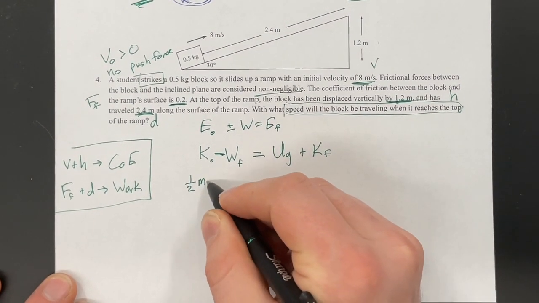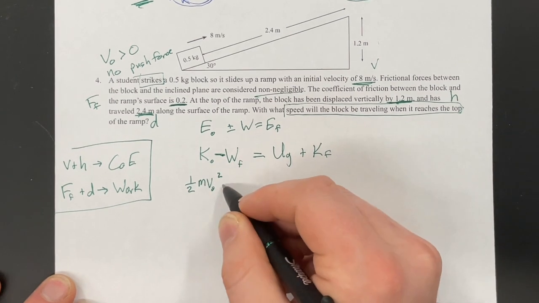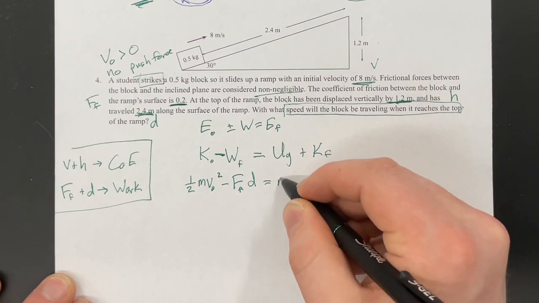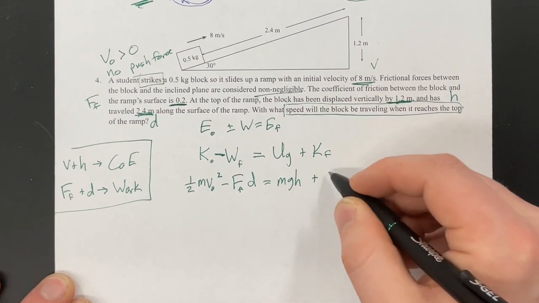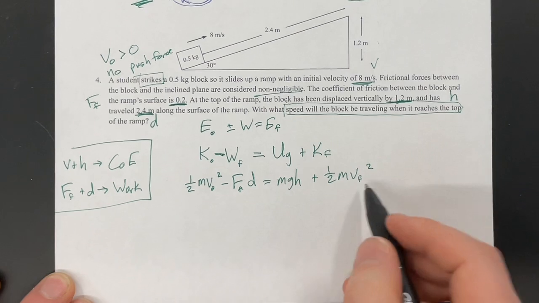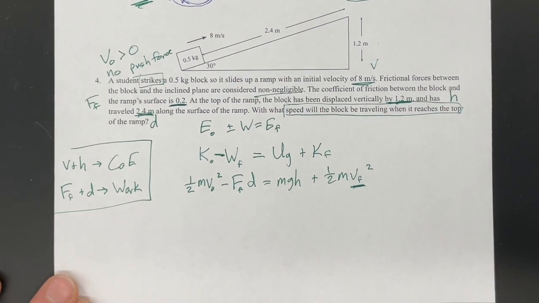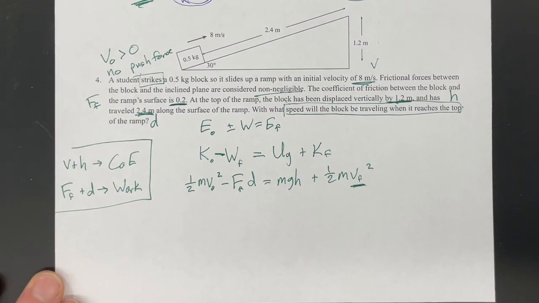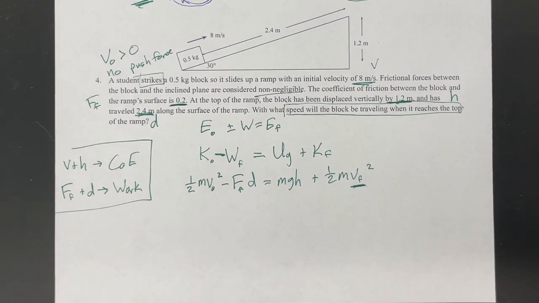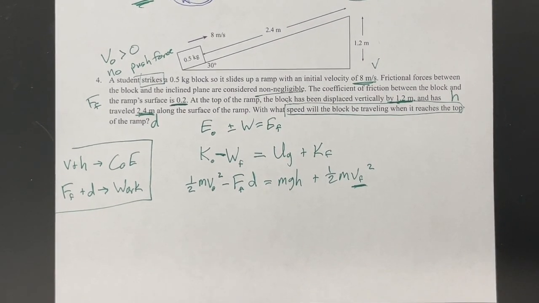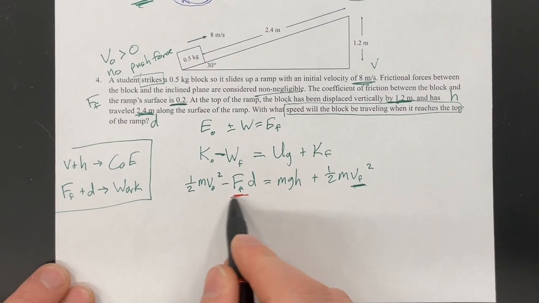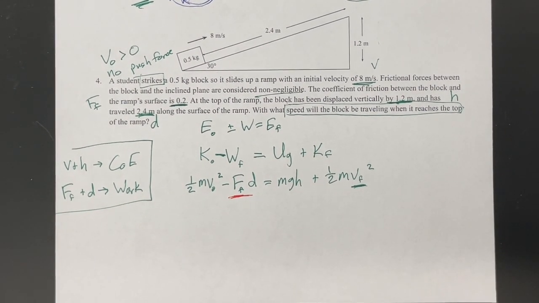All right, 1/2 mv naught squared minus force of friction times displacement equals mgh plus 1/2 mv final squared. And that v final is what we're looking for. There's only one thing we can't quite plug in for as of yet. We're going to have to do a little side quest for force of friction.